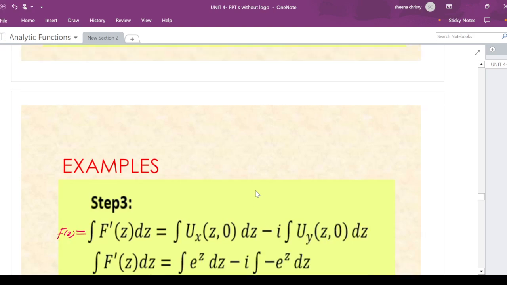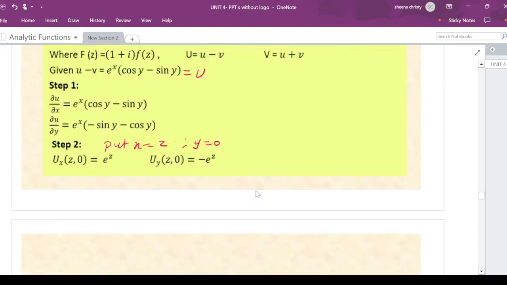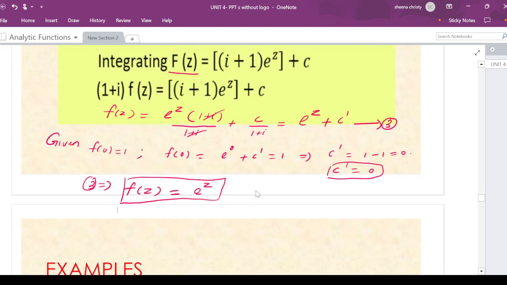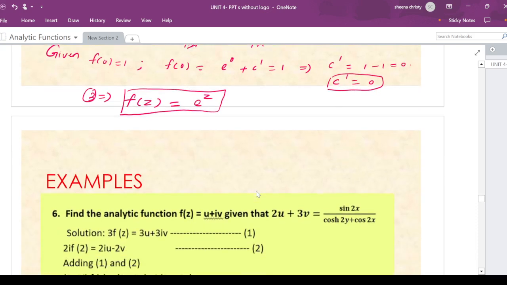So, by making use of the condition, you have to find out the value of the constant in this manner. Now, we will move on to the next problem. This problem also we are going to do in a similar manner. Consider this example. Find an analytic function f(z) = u + iv, given that 2u + 3v = sin 2x / (cosh 2y + cos 2x).